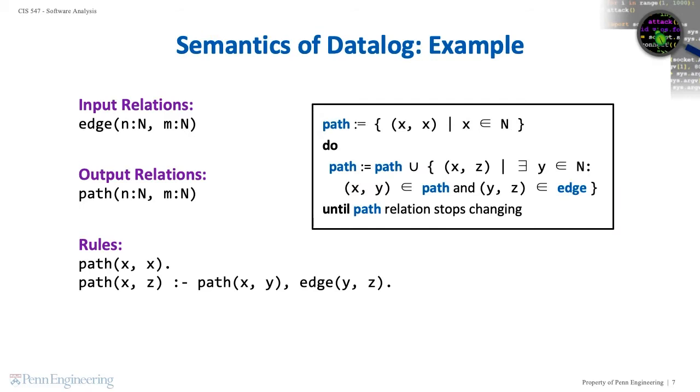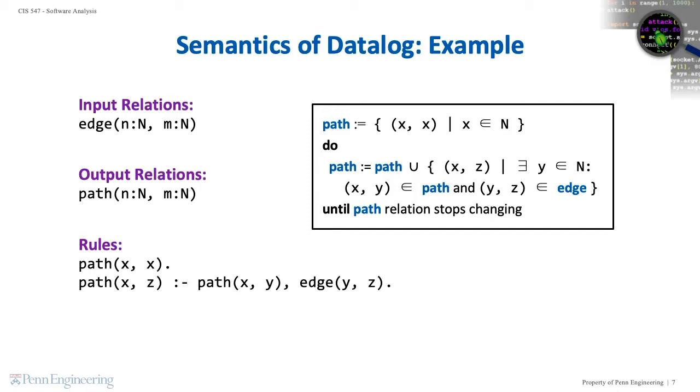Now that you are familiar with the syntax of Datalog programs, I will illustrate the semantics of Datalog programs using the graph reachability example. Conceptually, we start out with the empty path relation and apply each of these two rules, growing the path relation with each application. We stop when the path relation stops growing. A slight variant of this algorithm is depicted on the right.